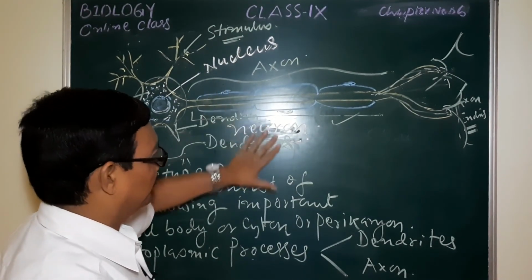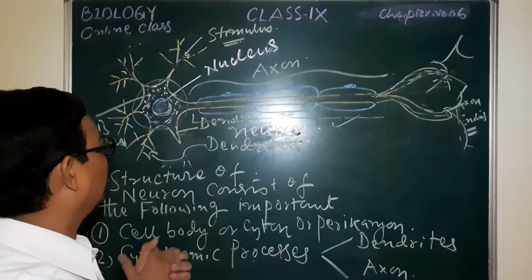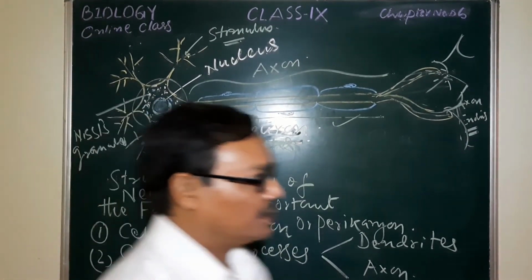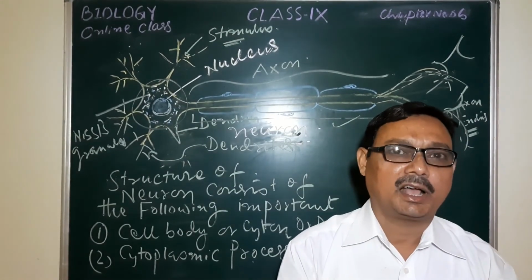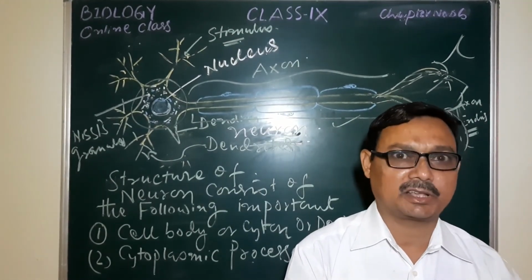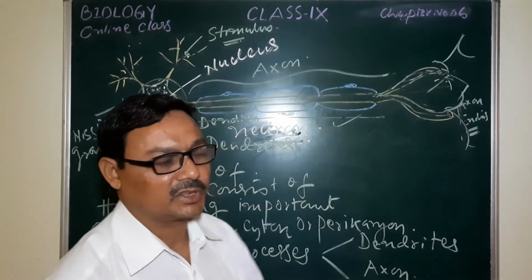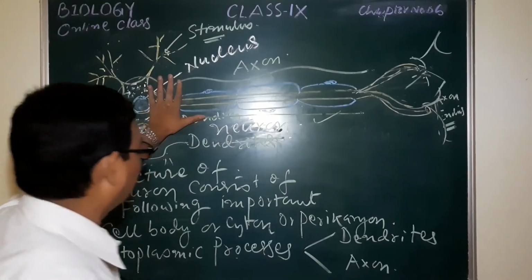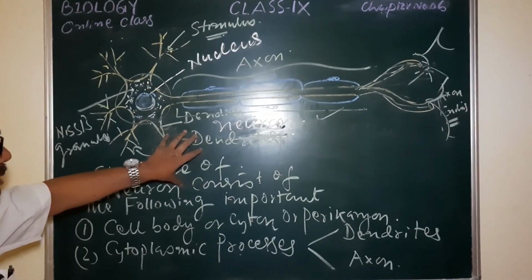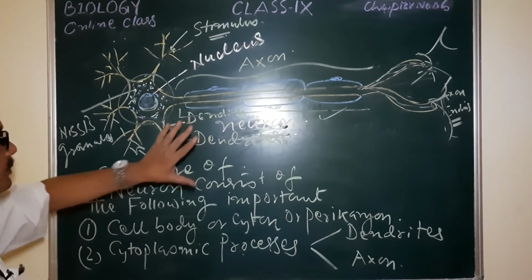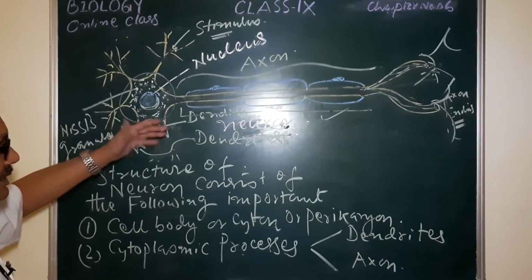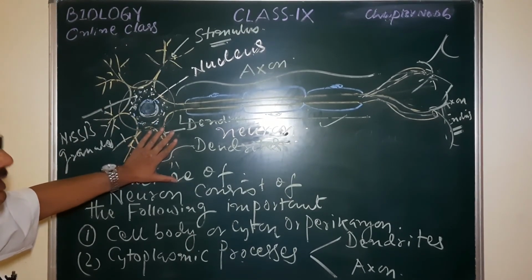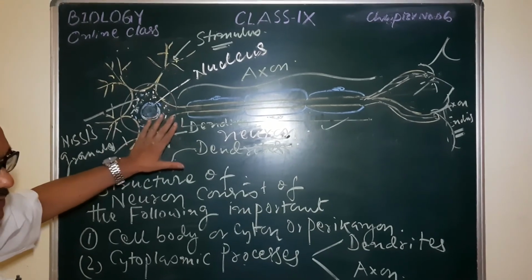Here is the short description of the neuron which you have seen, and in this way we have completed this part of the topic, that is the tissue. Both animal and plant tissues we have already completed. Nervous tissue we have already completed, animal tissues also, and we earlier completed the plant tissues. That means the tissue topic, chapter number 6, is completed.